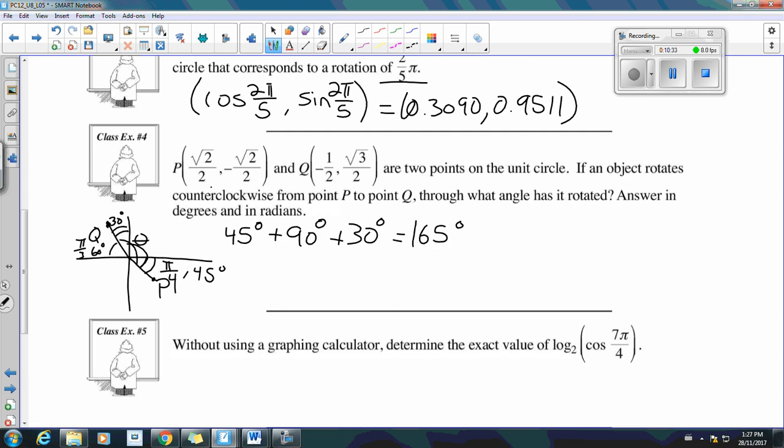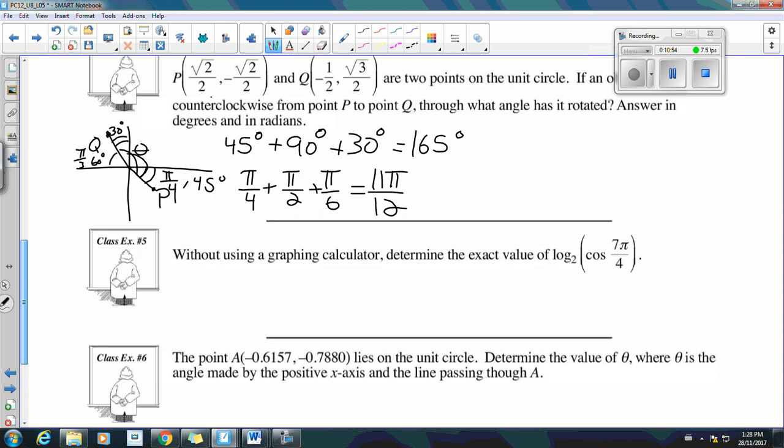degrees. If we're working in radians, we're going to have pi over 4 plus pi over 2 plus pi over 6. This is pi over 6. And this is going to give us 11 pi over 12 radians.